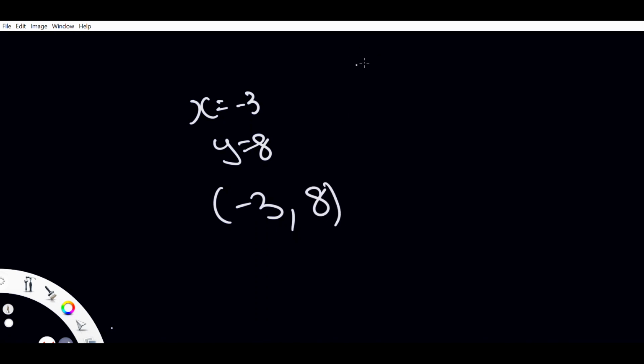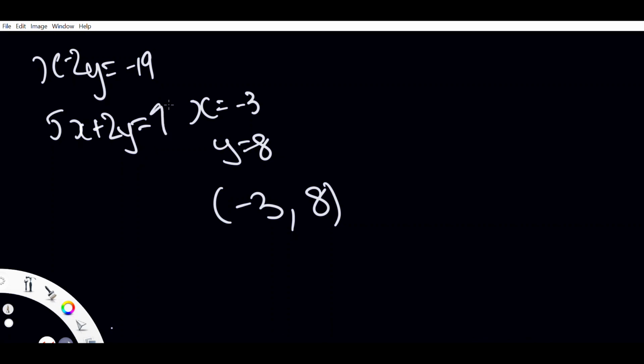And if we substitute it in for both, so x minus 2y is equal to negative 19 and 5x plus 2y is equal to 1, we see that if we substitute on both sides, we get that the ordered pair is true. Thus we can conclude that this is the correct solution. Okay, so now let's solve another problem.